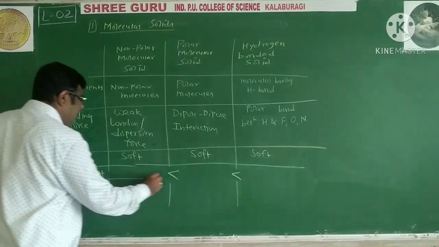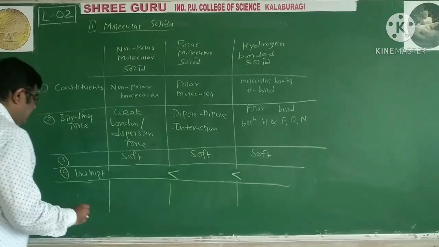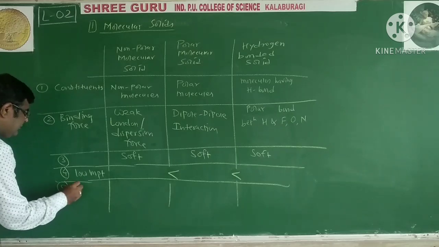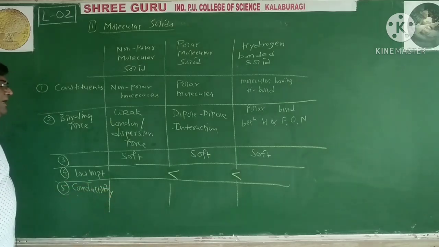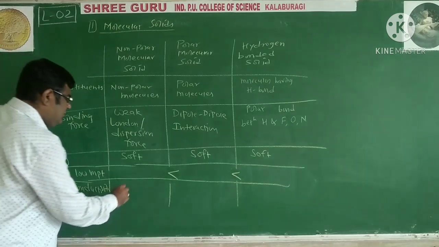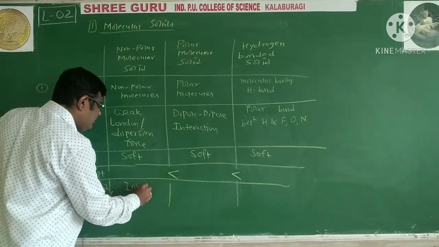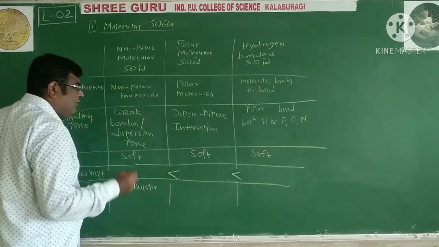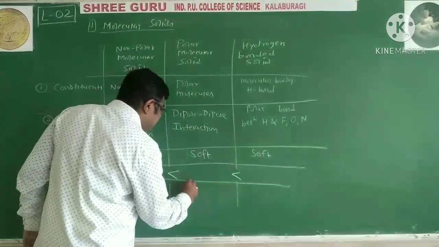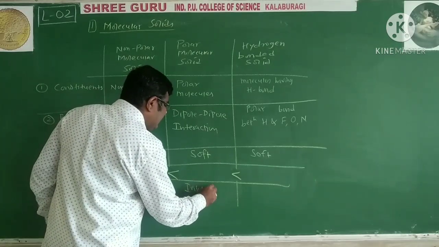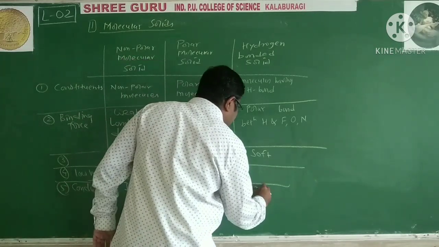Then fifth point, we can say conductivity. Whether they are able to conduct electricity or not. So answer is no, because they won't have free ions or electrons in them. So it is insulator. Insulator means they won't conduct electricity.